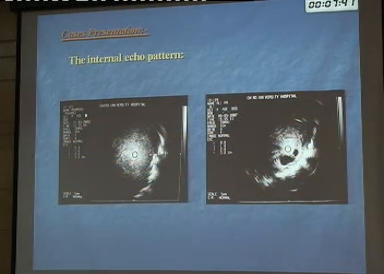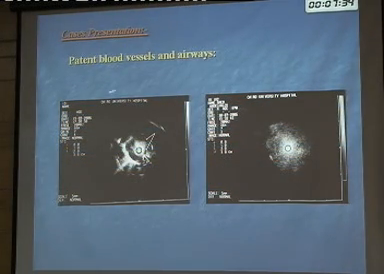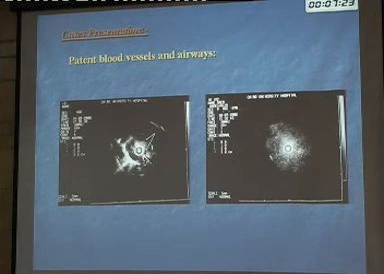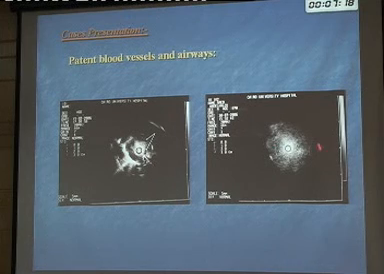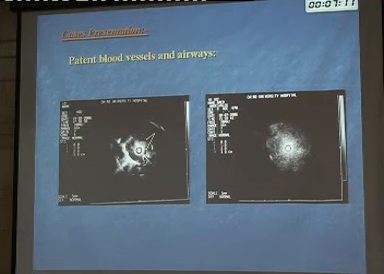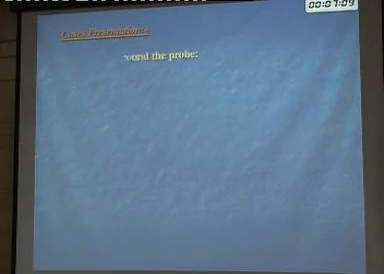Internal echo: this is a homogeneous pattern, and this is a heterogeneous pattern. Heterogeneous pattern is more common with neoplastic lesions. Patent blood vessels: here there are patent blood vessels and a patent air bronchogram. The blood vessels appear as circles of hypoechogenic shadow and are pulsating, while the air bronchogram appears as hyperechogenic dots with distal ghost shadow. Here there are no patent blood vessels or air bronchogram, and the absence of blood vessels or bronchogram is more common with neoplastic lesions.